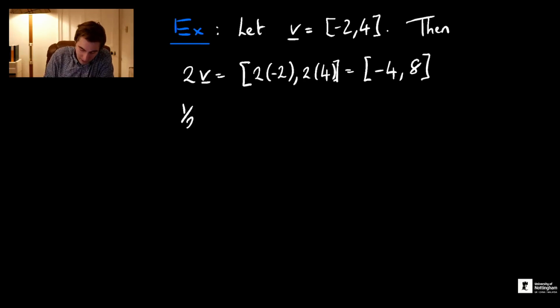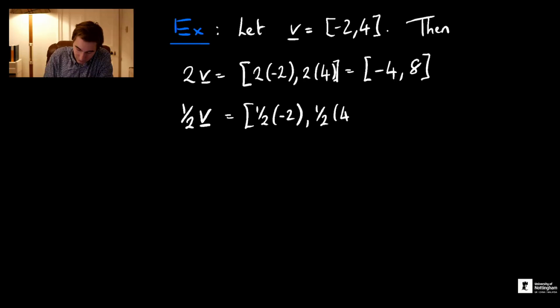We could take something like a half times v, because that's just a real number. That's scaling it down by a factor of a half. That's going to give us 1/2 times minus 2, 1/2 times 4, which is [-1, 2].